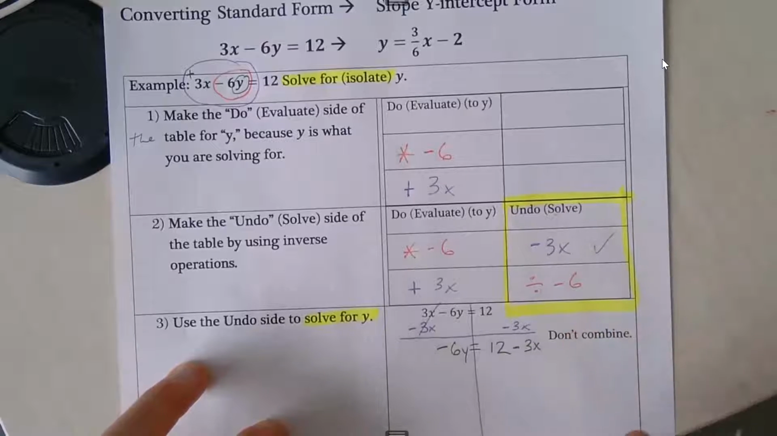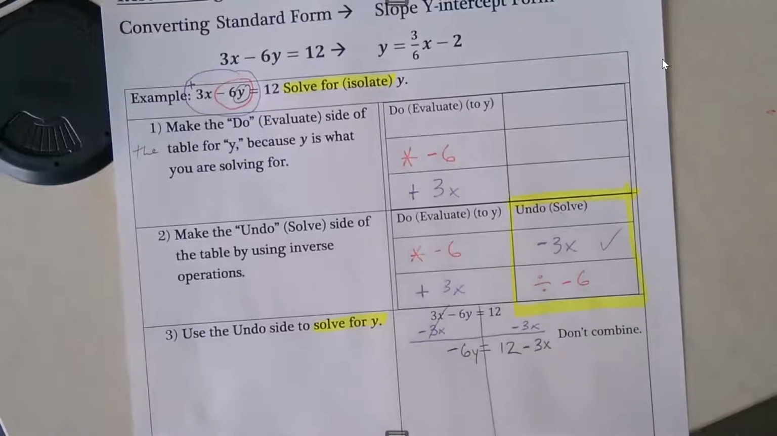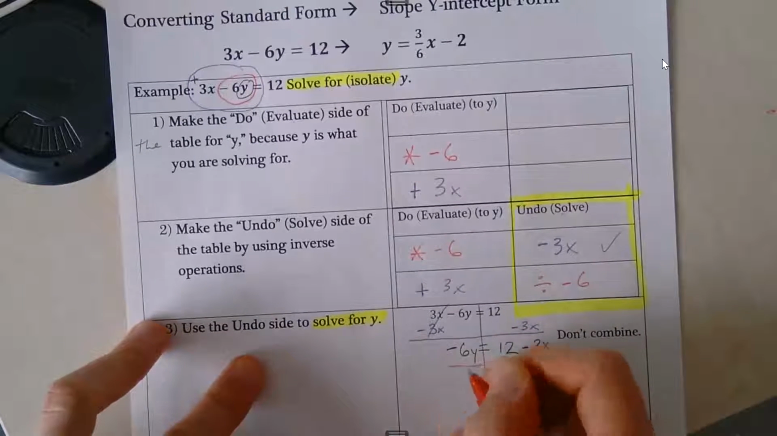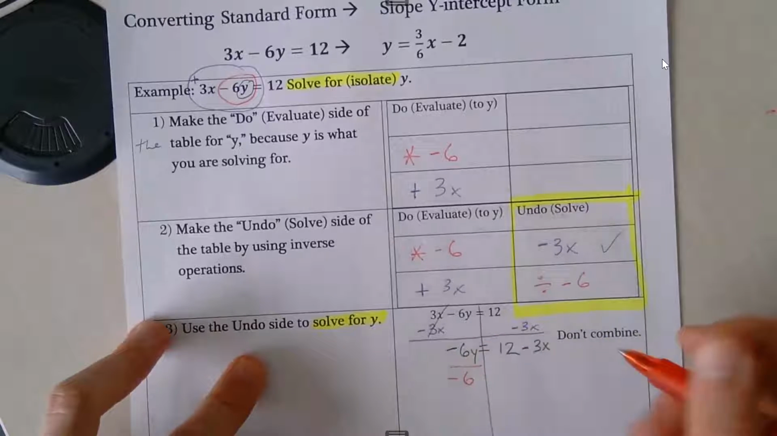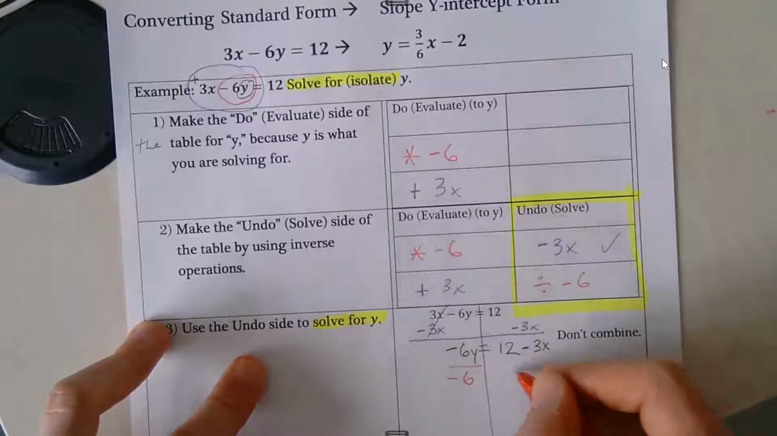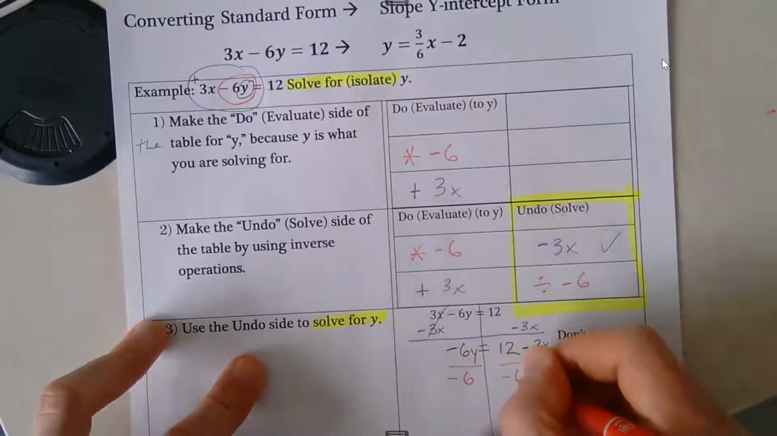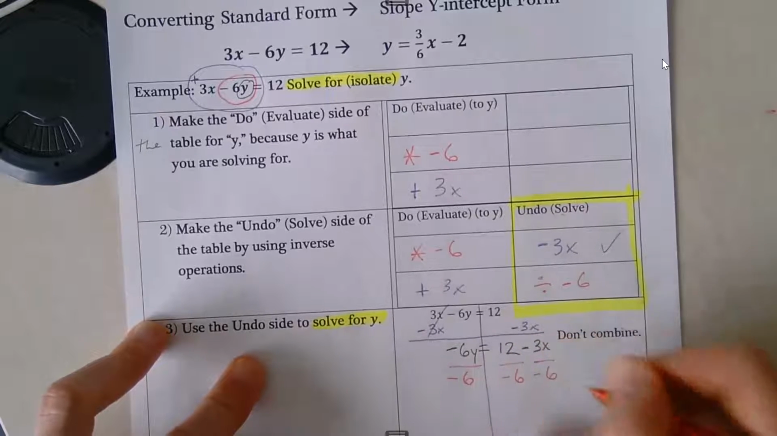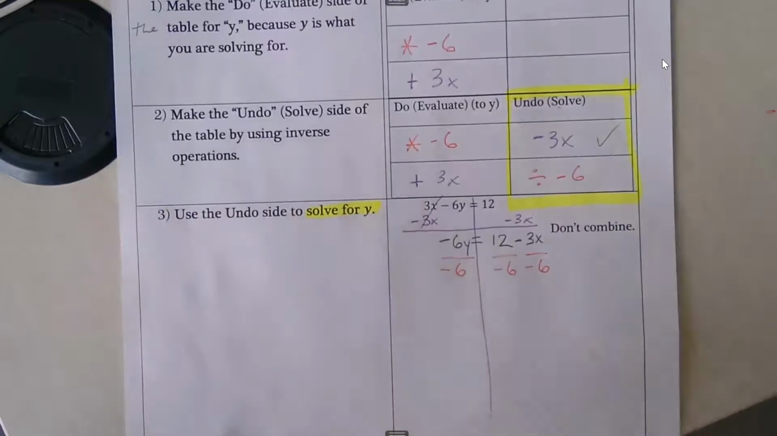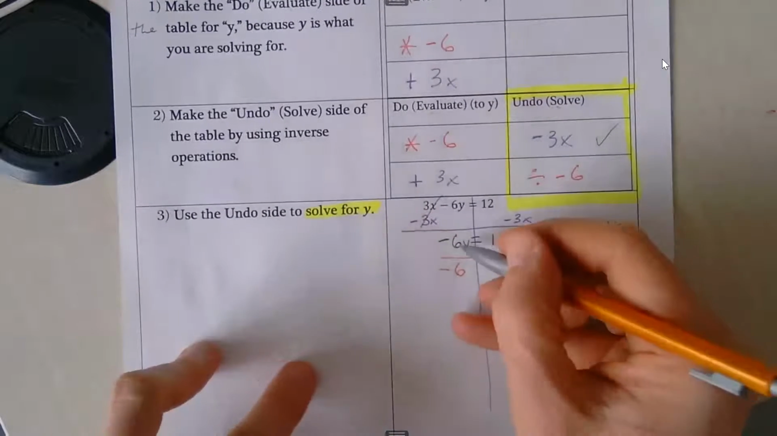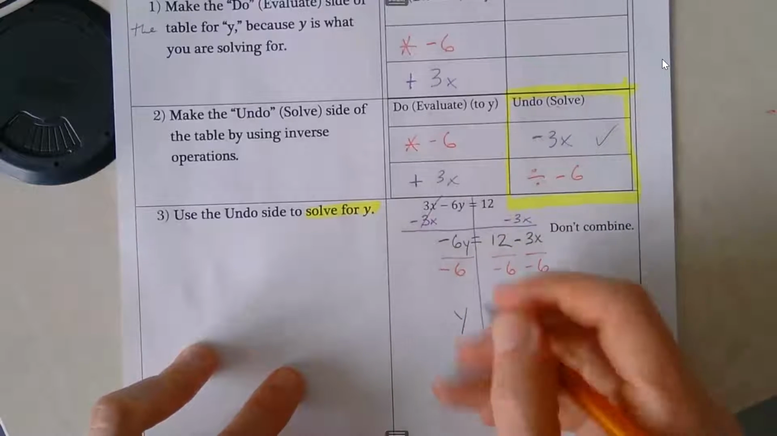We subtracted 3x from both sides, and now we need to divide both sides by -6. Divide by -6 on the left-hand side of the equal sign. Do it to both sides. Now, when I divide this whole thing by -6, I should think of that as dividing each term by -6. So that's why you see me writing it twice. Okay. Now let's simplify this. -6y divided by -6 is just y. Nice job. We did it.